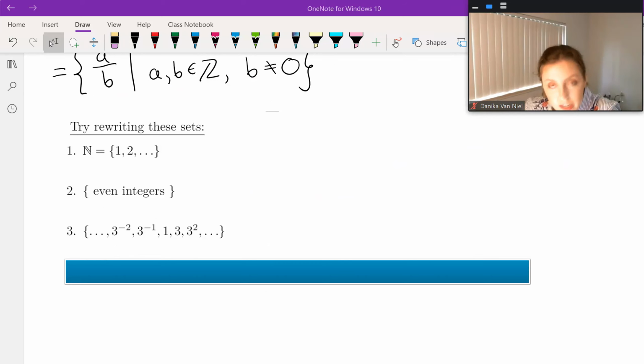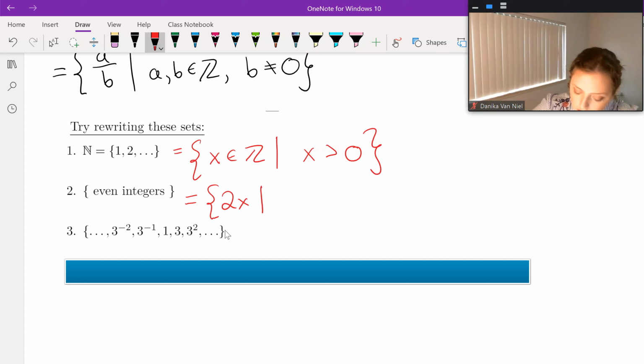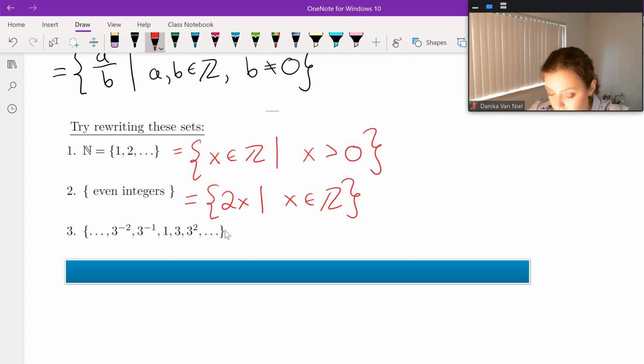Here are the sets that I would like you to write in the way that we did before. Remember, there's multiple right answers to all of these. So natural numbers, I could say, let's spice it up maybe: X in the integers such that X is greater than 0. That works. Even integers: 2X such that X is in the integers. Yeah, that works.